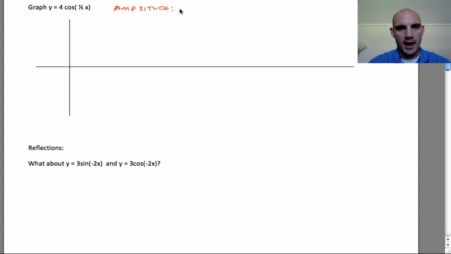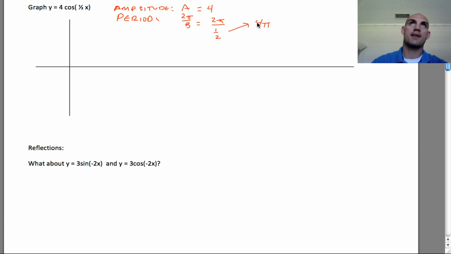My amplitude is going to be A, which in this case is 4. And my period is going to be, once again, 2 pi over B. And so that's going to be 2 pi over 1/2. Okay, so this is going to give me 4 pi, because dividing by a fraction is the same as multiplying by the reciprocal, so that'd be 2 pi times 2, which would be 4 pi. Okay, so now, when I'm laying out my values, I know that my end value is going to be 4 pi.